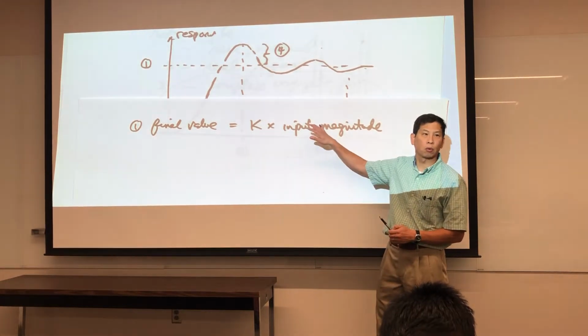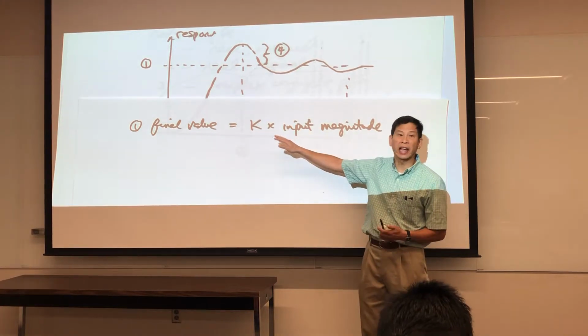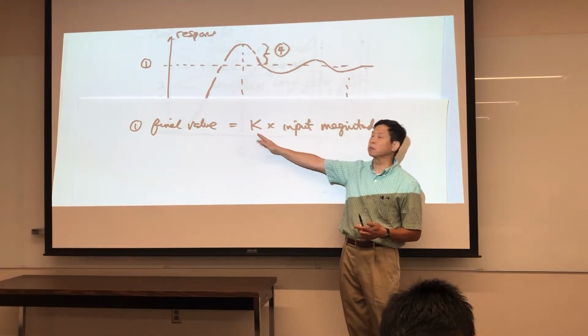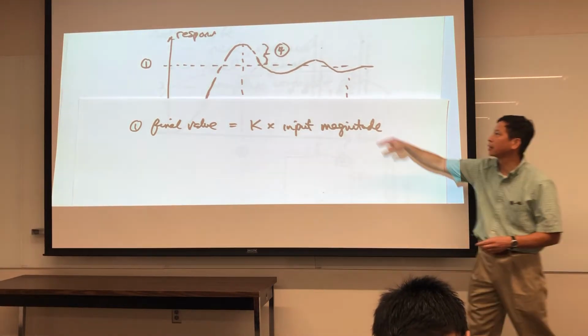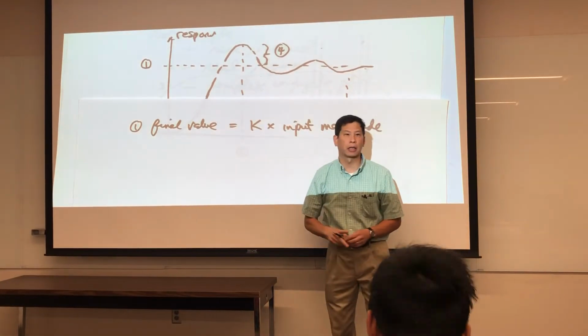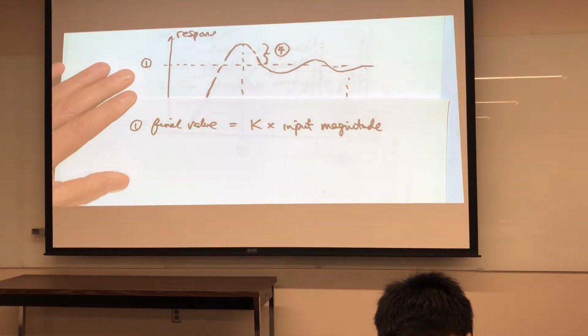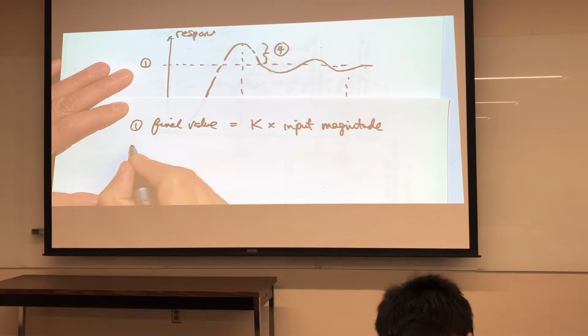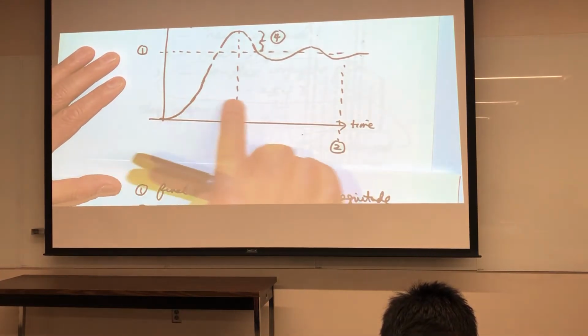So this is just like what we saw on Monday when we were looking at the first order case. K is the DC gain. Gain has to multiply something. What does it multiply? It multiplies the input. So if you know how big the input is, then you know how big the output will be just by multiplying by K. The second feature is the settling time.